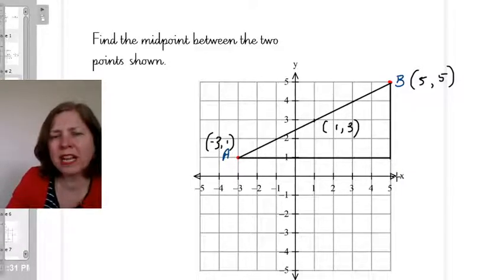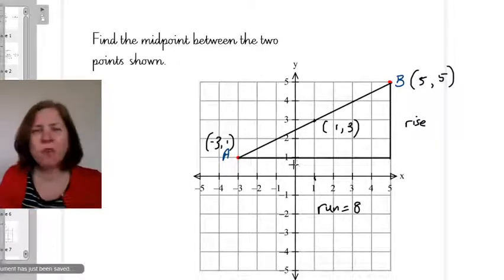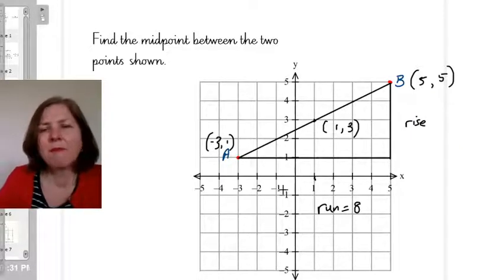So from negative 3 to 5, my run is equal to 8. So from negative 3, I went 8 to the right. Half of 8 is 4. And if I want to go halfway, I need to go half of 8: 1, 2, 3, 4. Brings me to 1. Then I just have to think of my rise. My rise is 4. So half of that is 2: 1, 2. So I go across to 1 and then up 2 to the point here. All right. So there are lots of different ways that I can think of for finding the midpoint.